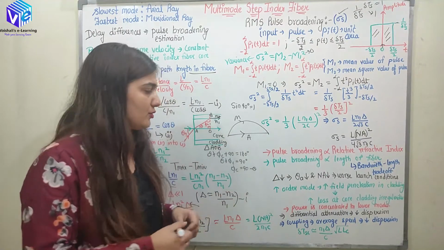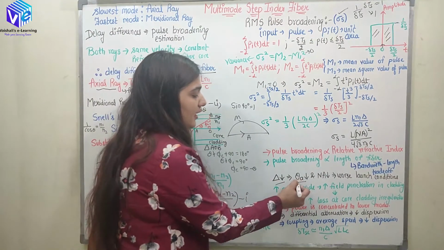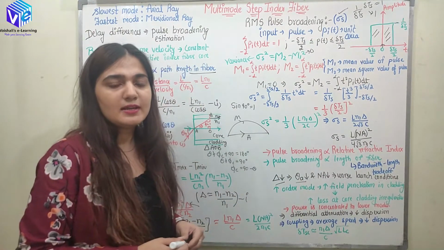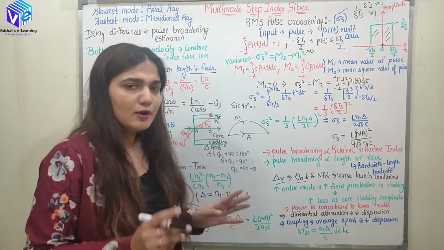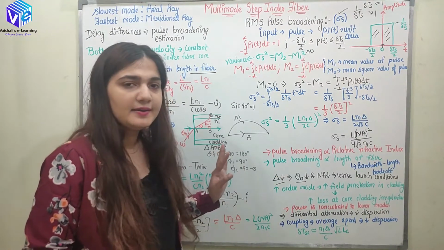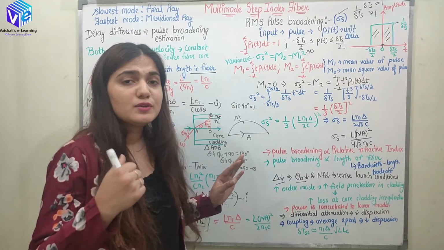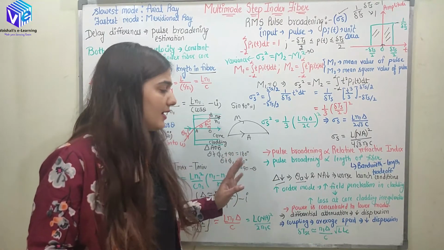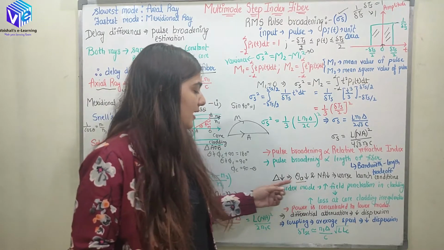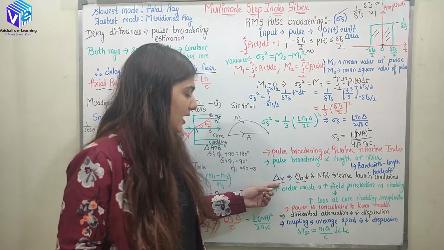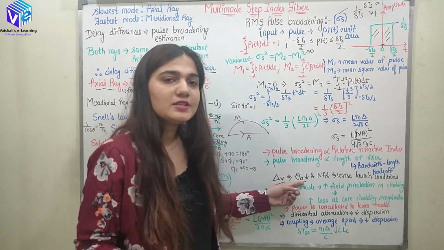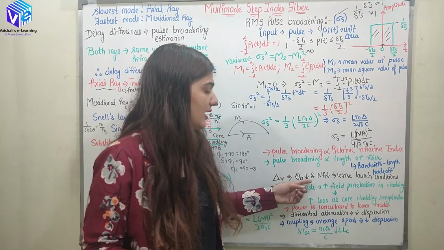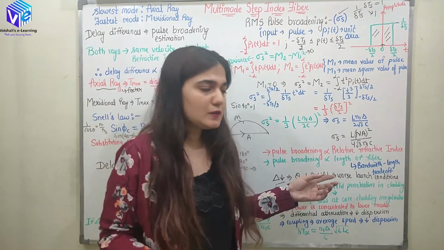But when I reduce the relative refractive index, the acceptance angle theta A will be reduced, right? We all know the relationship between theta A and delta. You have to watch the previous video, where I talked about the acceptance angle, to see the relationship between theta A and delta. So when I reduce delta, I will have to reduce theta A. And when I reduce theta A, the numerical aperture will also get reduced.